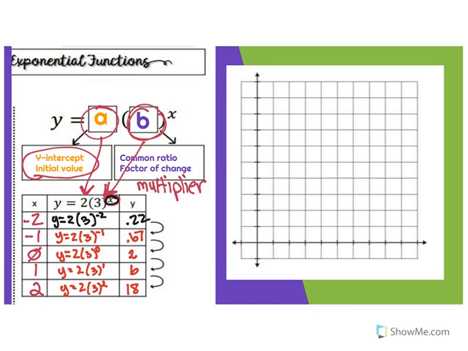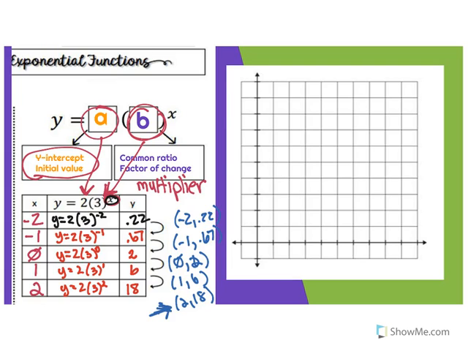So now you have a table. Now you have points. You have the points -2, 0.22, -1, 0.67, 0, 2, 1, 6, and 2, 18. Oftentimes, there is a point that you have figured out that's not going to fit on your graph, and that's okay.